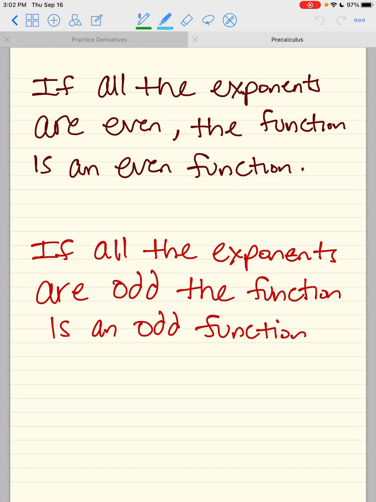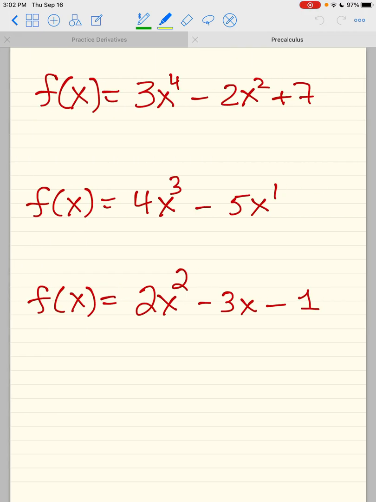Here's a little trick. If all of the exponents are even, then the function is an even function. And if all of the exponents are odd, then the function is an odd function. How easy is that? This here is an even function because we have an even exponent, and actually this is x to the 0. If you guys recall, anything to the 0 power except for 0 to the 0 is 1. So you can actually just put x to the 0, which is 1. So these are all even. So this is an even function, okay?